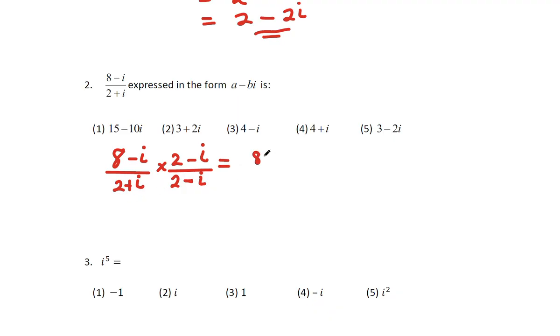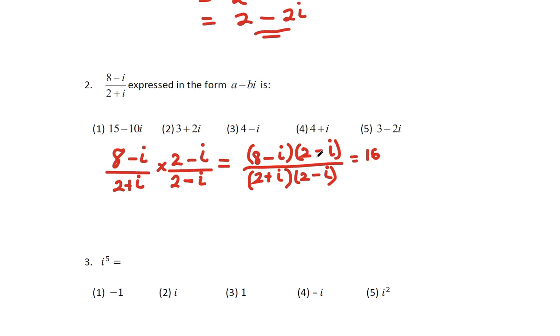So this will be equal to 8 minus i. So we're going to multiply numerator by numerator and denominator by denominator. So it's 8 minus i multiplied by 2 minus i all over 2 plus i multiplied by 2 minus i. So for the numerator, we're going to multiply 8 by 2, which is 16. First term by both terms in the second bracket, and then the second term in the first bracket by both terms in the second bracket.